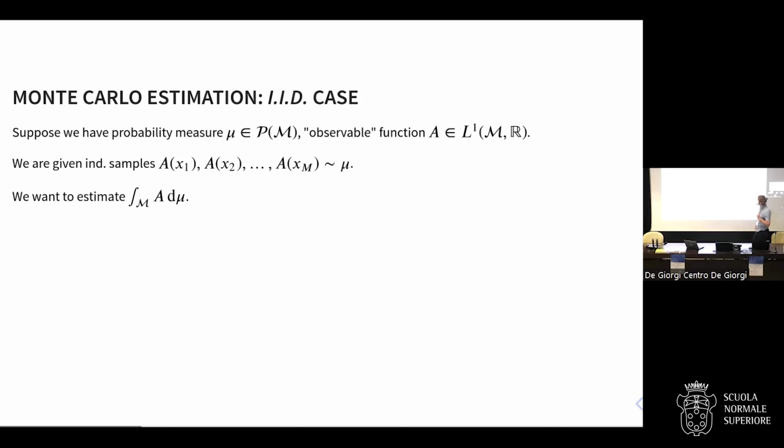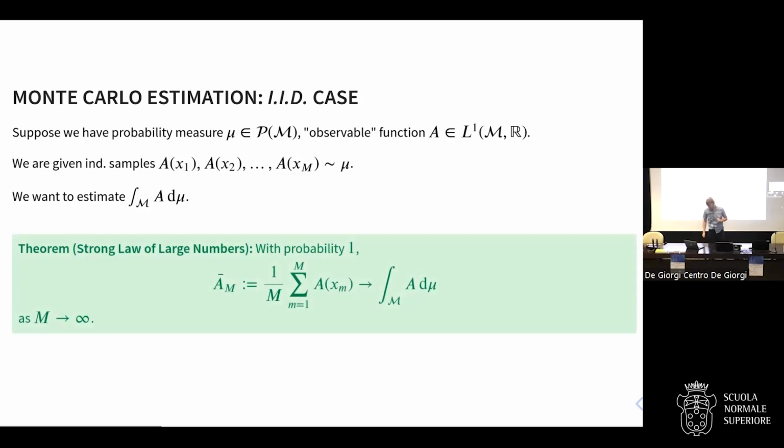So the setting is that we have just some probability measure, and some function A, which is very general. It just has to be integrable with respect to this measure. And we take some independent samples. So we're not going to think about dynamics yet. We're just going to take some random samples, and we want to estimate this integral.